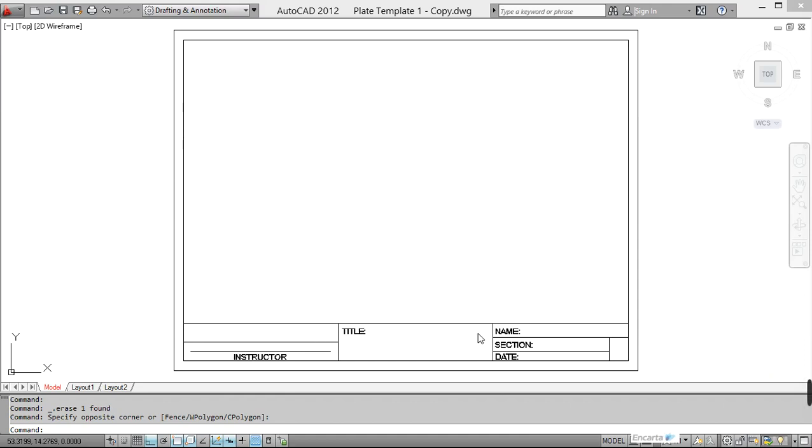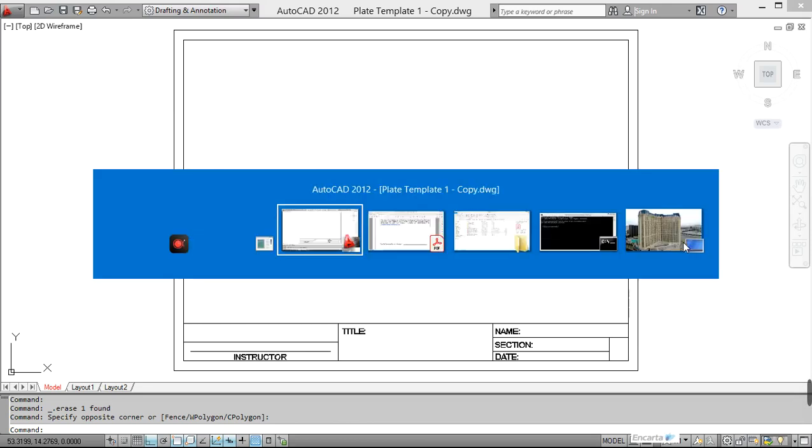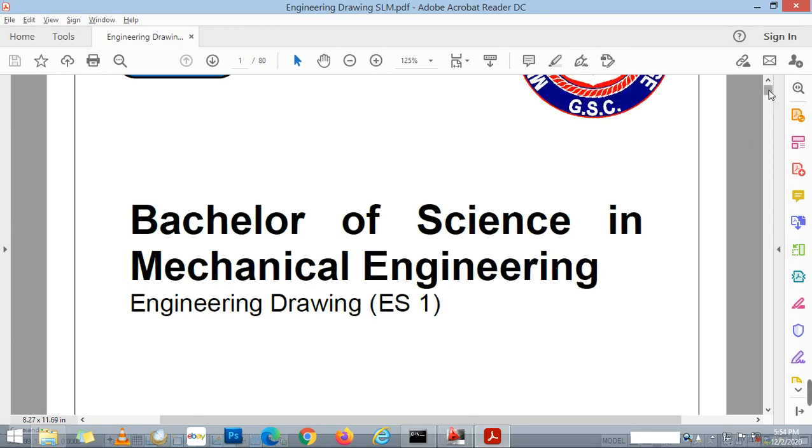At the bottom portion, we have some details, and in this portion, you can draw your drawing or your figure here. But first, what is your take-home plate number 4? So let's check from your self-learning material. So we have here your self-learning material.